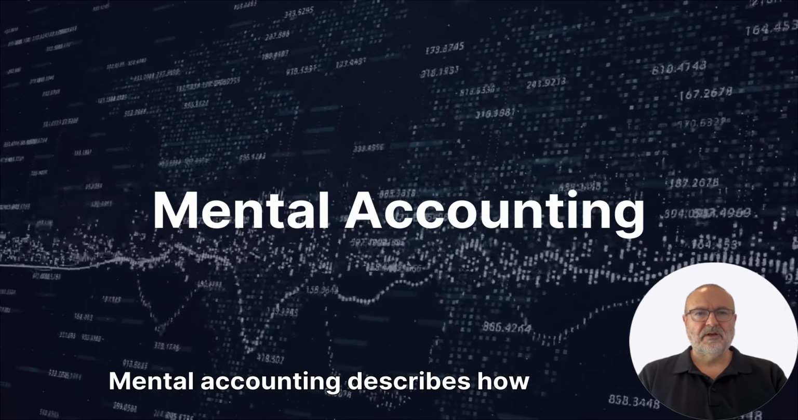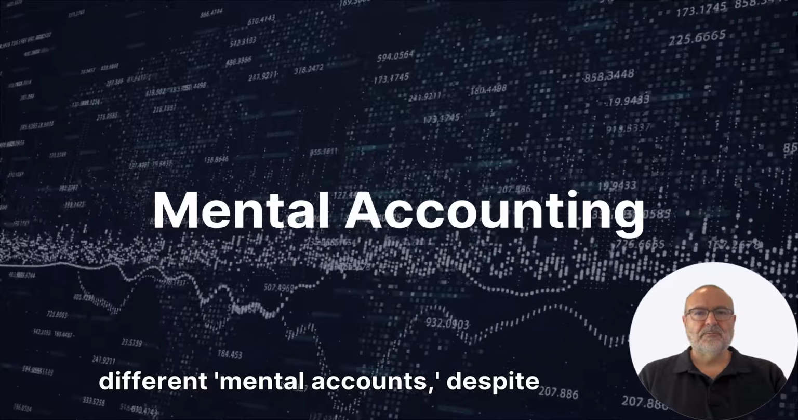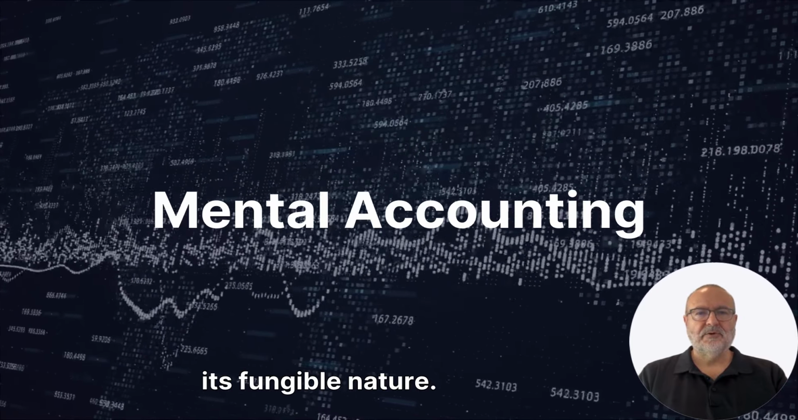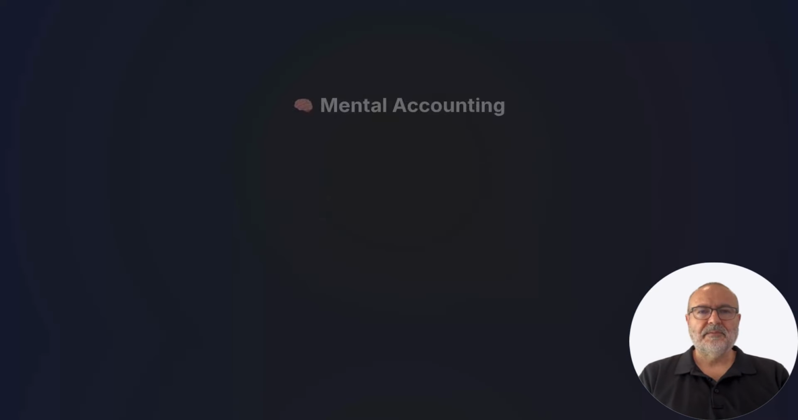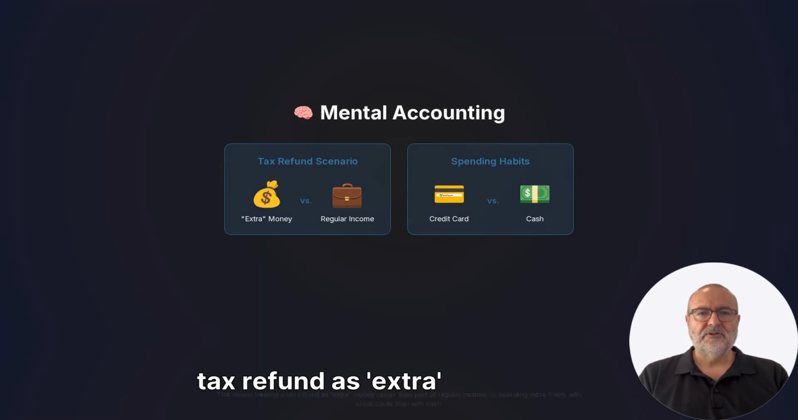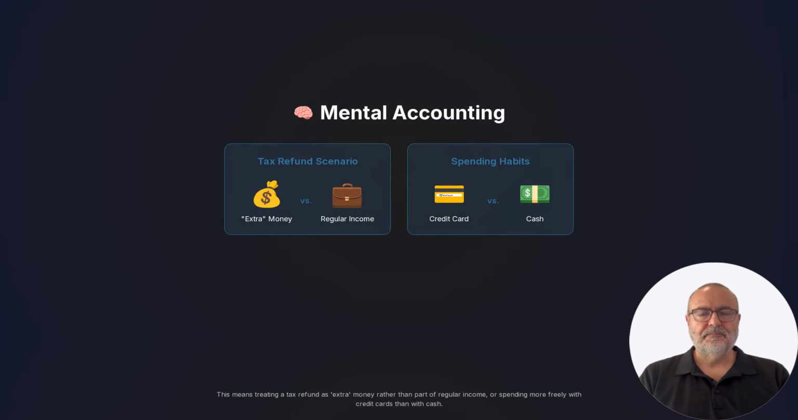Mental accounting describes how people separate money into different mental accounts, despite its fungible nature. This means treating a tax refund as extra money rather than part of regular income, or spending more freely with credit cards than with cash.